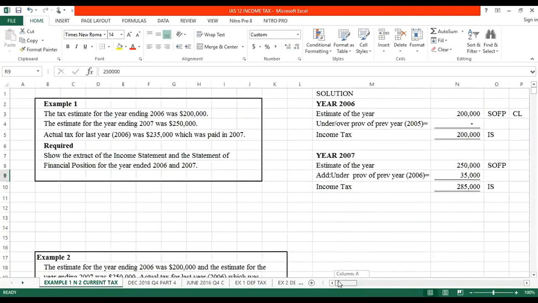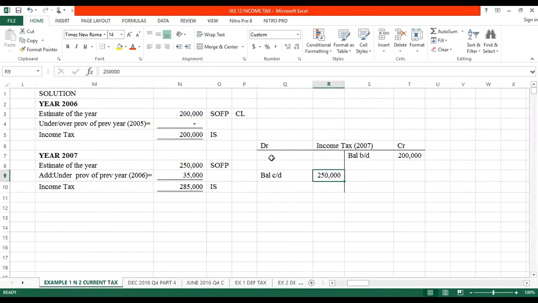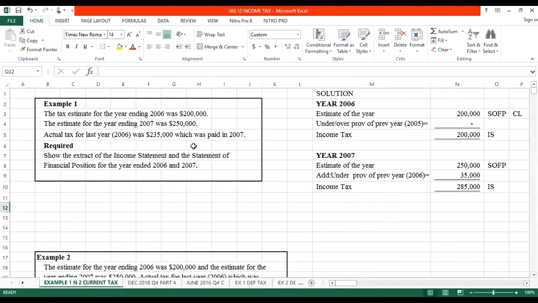So we are in 2007. The actual tax for last year was 235,000, which was paid in 2007. So what is the cash paid? Cash paid in 2007 is 235,000. I hope you have seen that, which was paid in 2007.